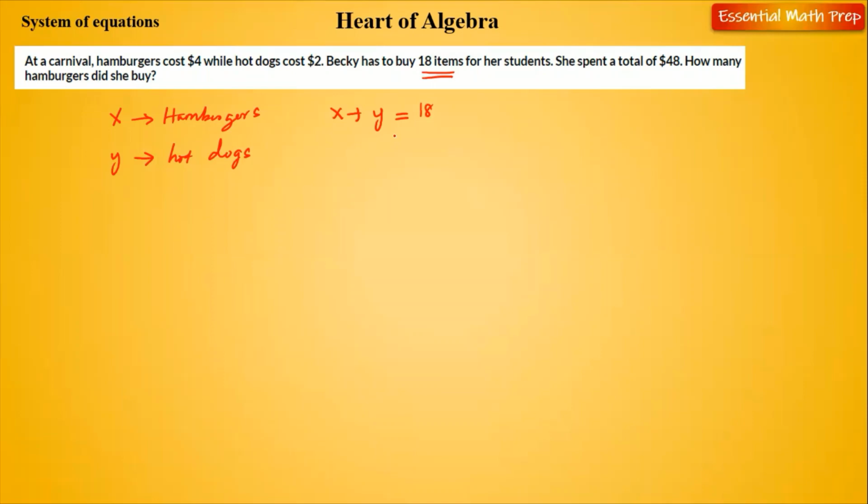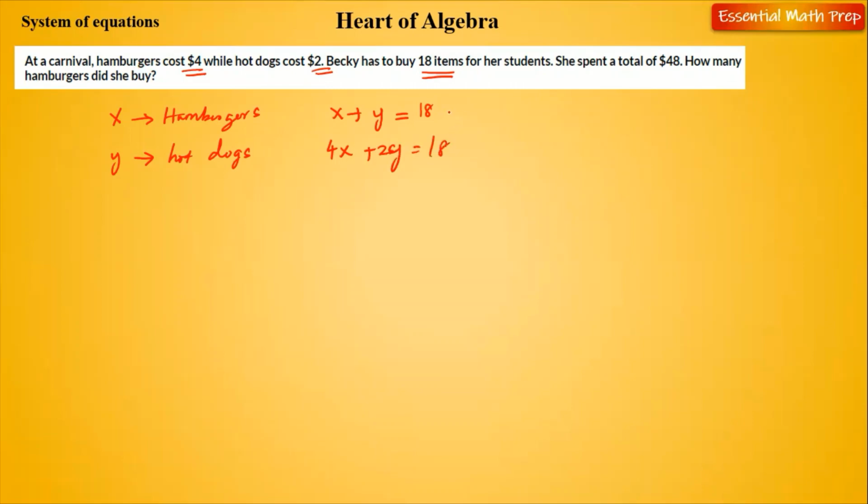Let's count, okay? And we have assigned hamburgers to X, and so hamburger cost is $4, so it's 4X. Plus hot dogs cost $2. We assigned hot dogs to Y, so that's 2Y equals 48.